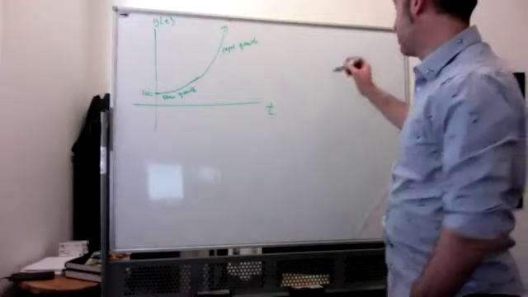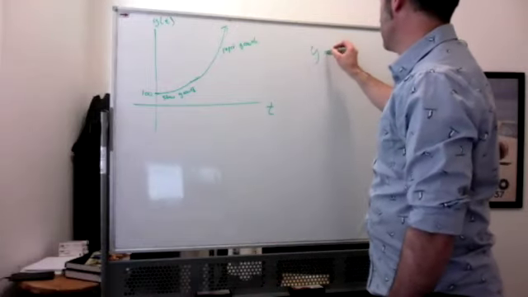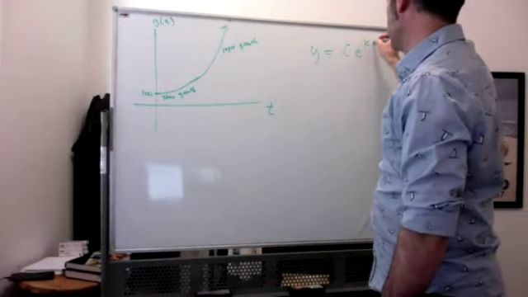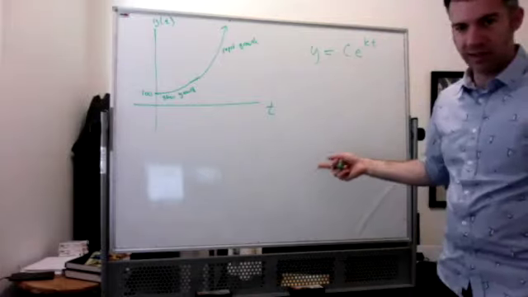So, right, typically we're going to have this sort of equation, y equals c e to the kt. I know I just erased it. Did I just erase it? I did, yeah. It's all right.